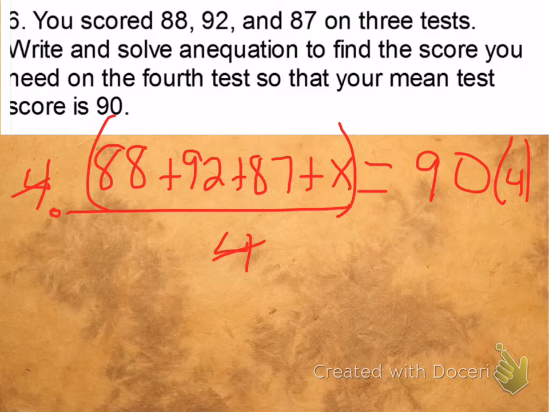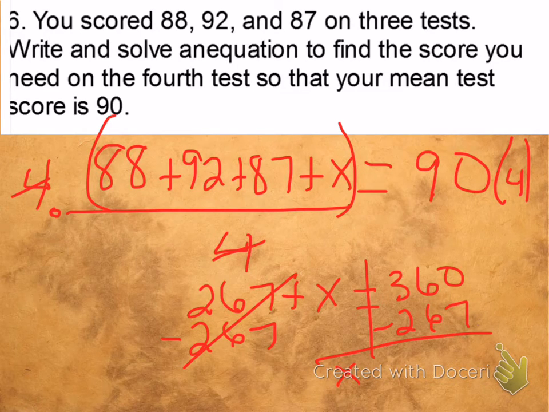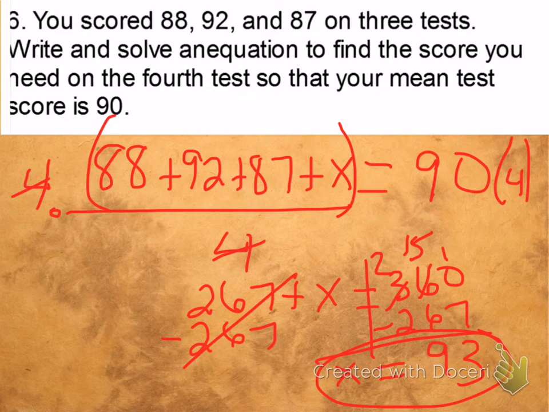So when I add up 88 plus 92 plus 87, I get 267 plus x equals 90 times 4 is 360. And now I'm going to subtract 267. So x equals 93. I need to get a 93 on the 4th test, so my mean score, my average score will be a 90.